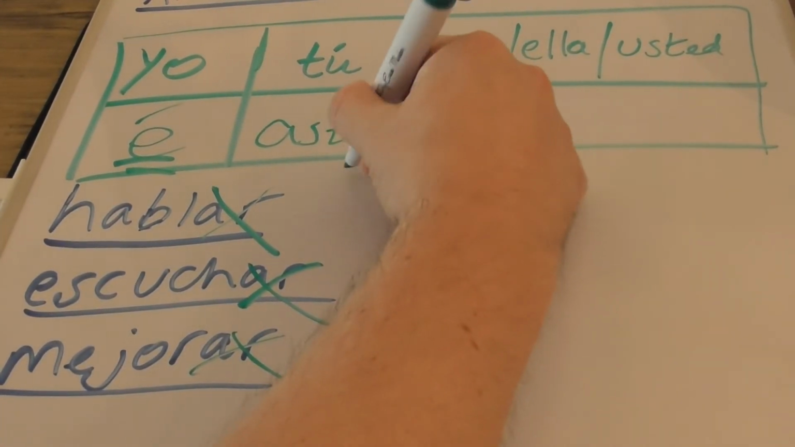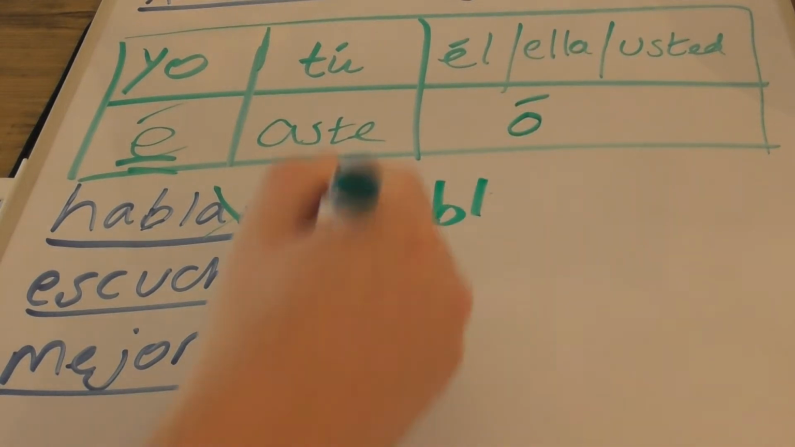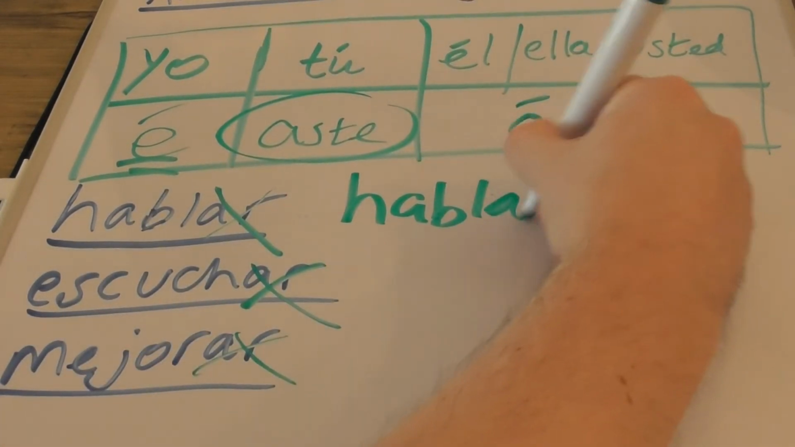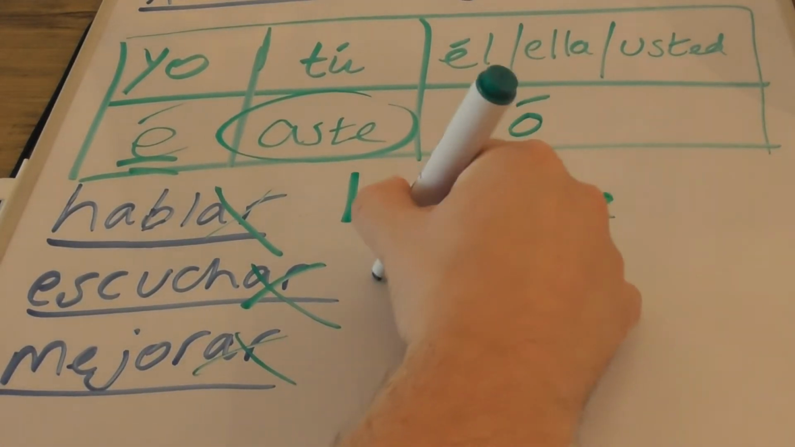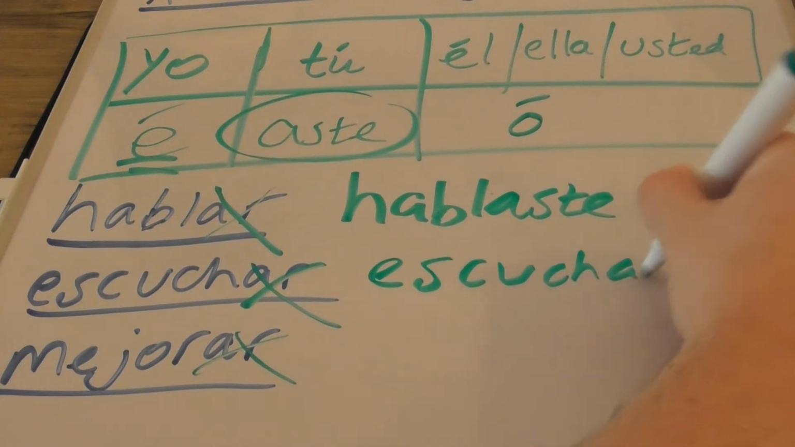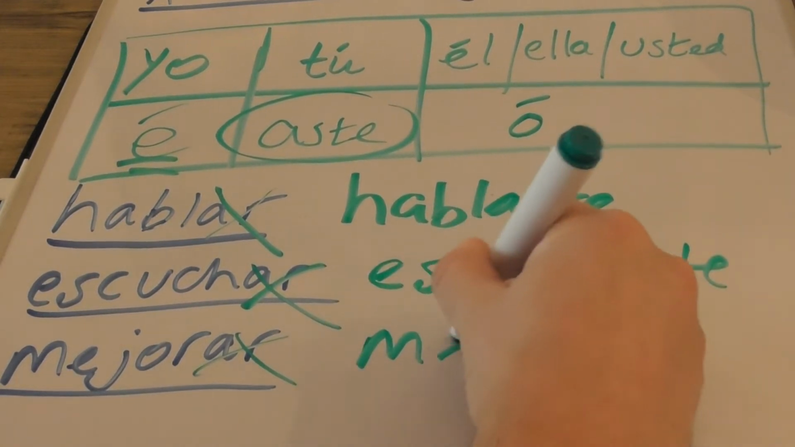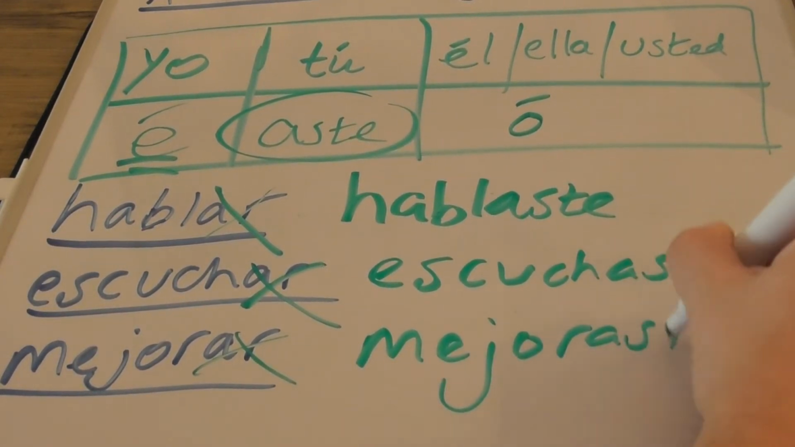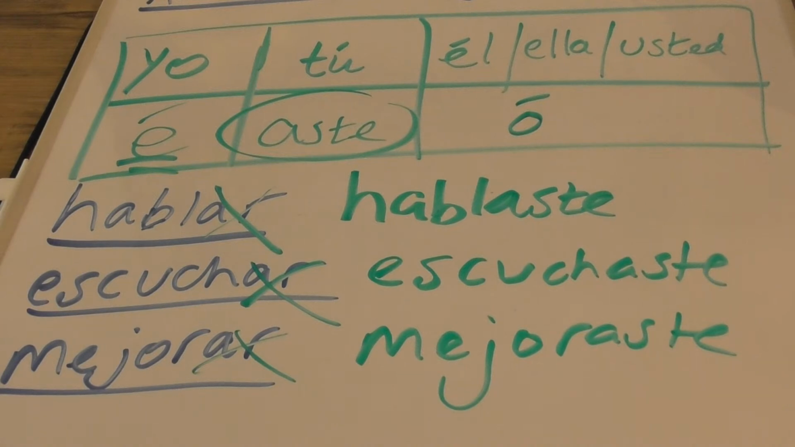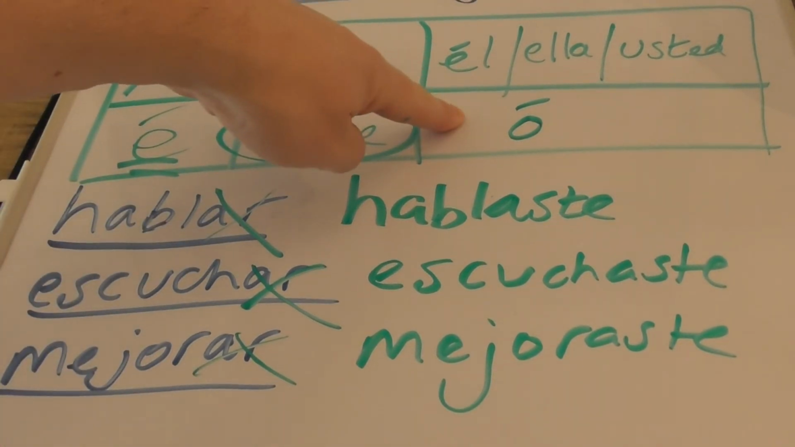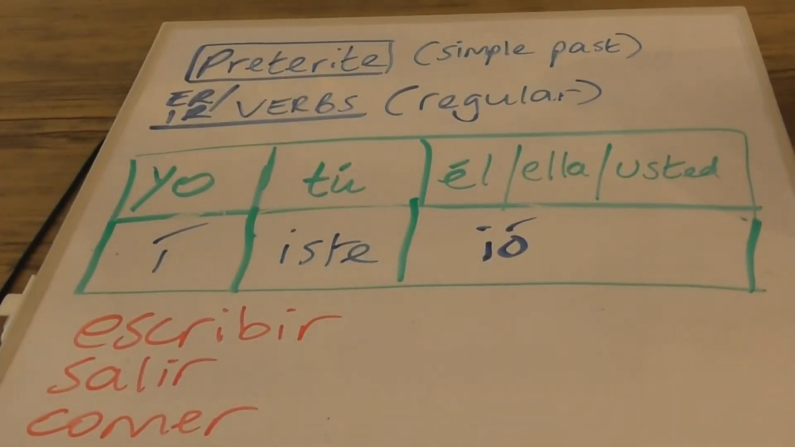Exactly the same process if I wanted to say you spoke, you listened, you improved. I take away the AR, habl is my stem, and then I'm going to add aste. Hablaste, you spoke. Escuchaste, you listened. Mejoraste, you improved. You do exactly the same thing for he, she, or you formal.